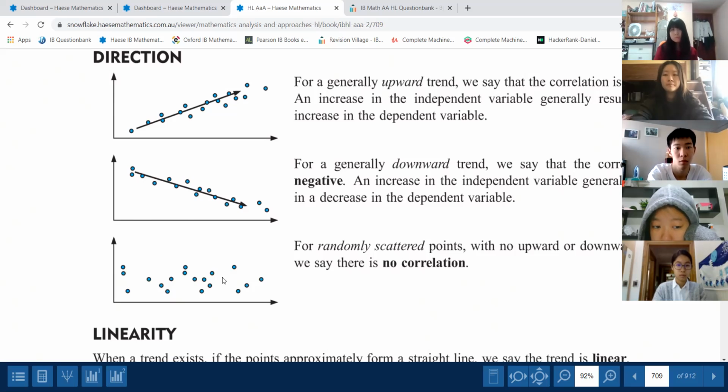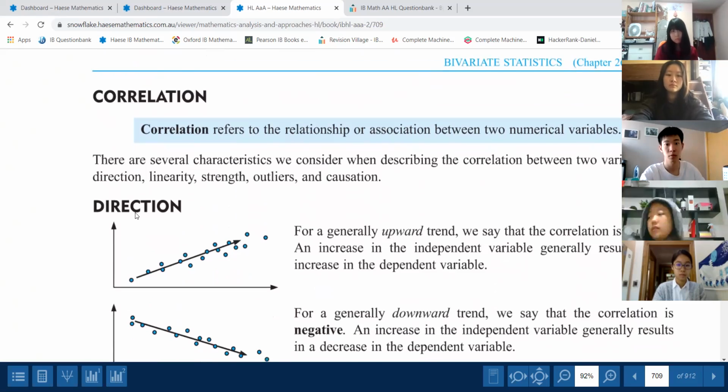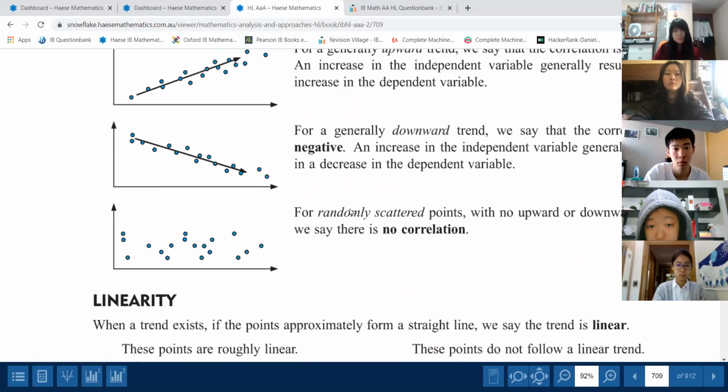Okay? So again, when describing correlation between the two variables, you want to talk about direction, the linearity, the strength, the outlier, and the causation. I will give you an example later.